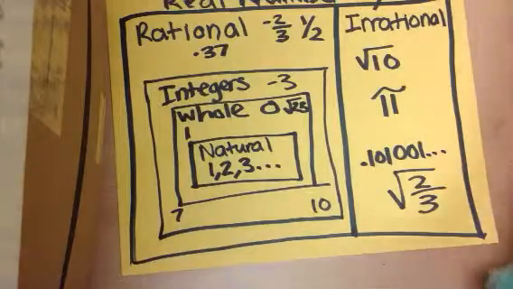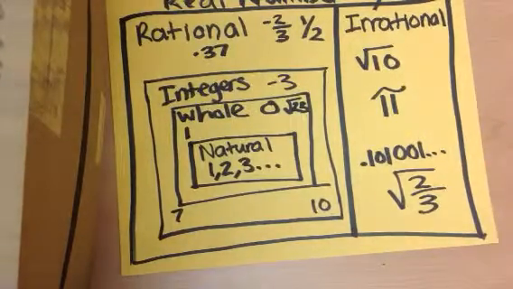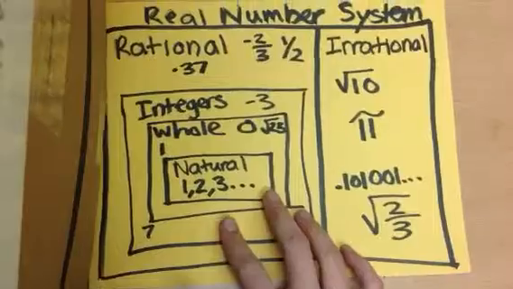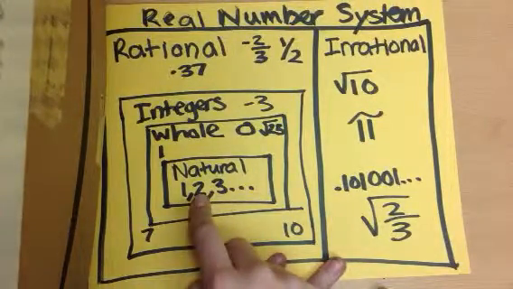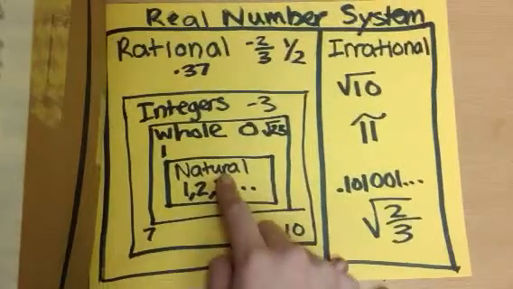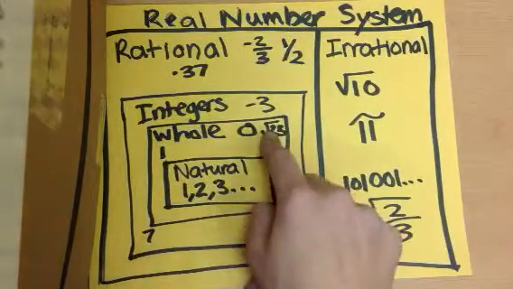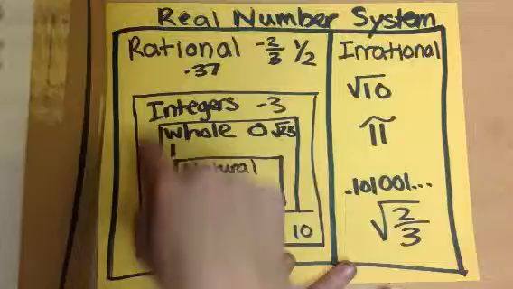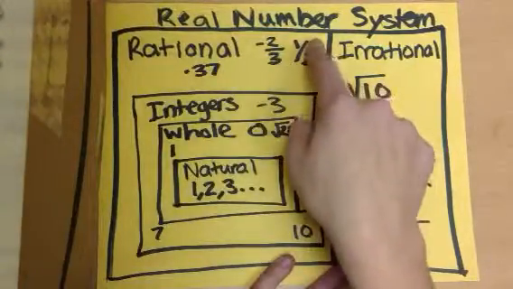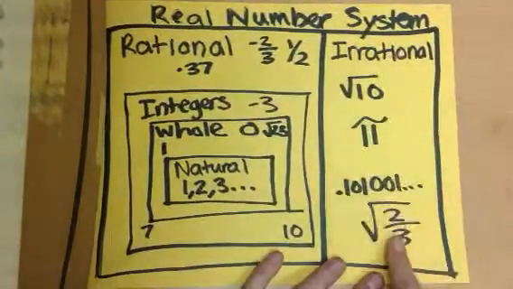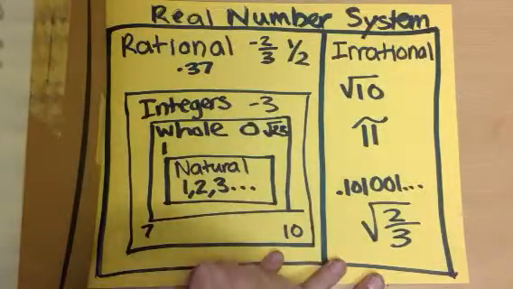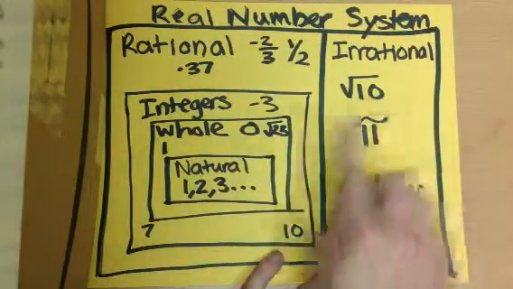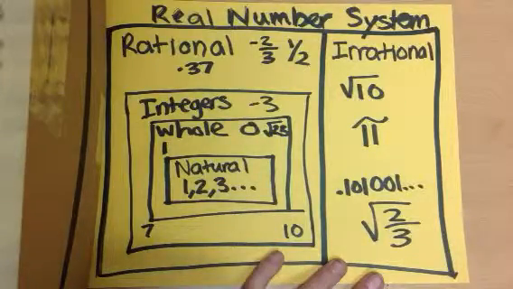This graphical representation of the real number system allows students to understand and see the different relationships. For example, the number 2 here is a natural number, which also means it's a whole number, an integer, a rational number, and a real number. Now, over here on the irrational side, these numbers don't fit into any of these categories. So students are able to see that there's a difference between irrational and rational numbers.